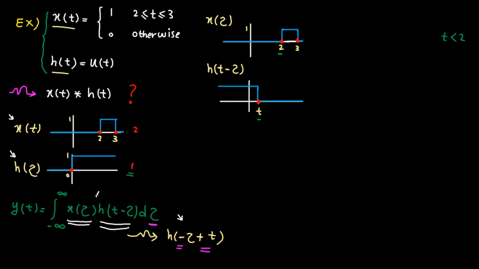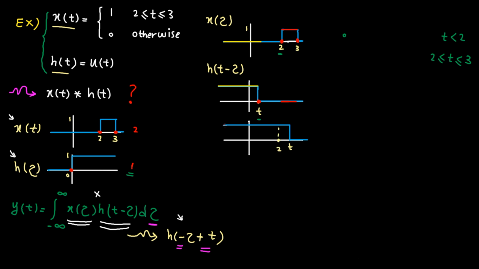The product between x and h signals is always 0 in this case, because the non-zero part here is multiplied by 0, and the non-zero part here is multiplied by 0, so we get 0 everywhere. Integral means summation. Summation of lots of 0 is still 0. Let's consider another scenario, when t is between 2 and 3. So if we plot it again, this critical point is between 2 and 3.